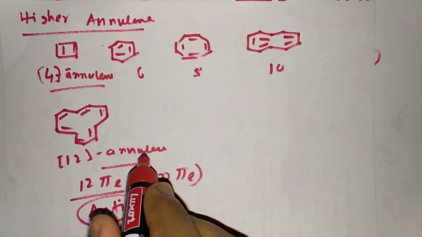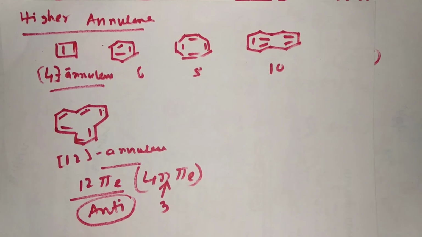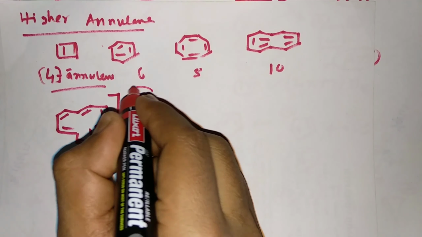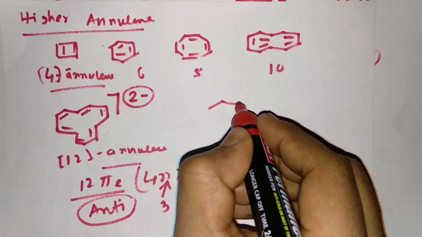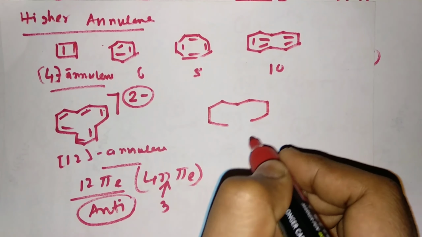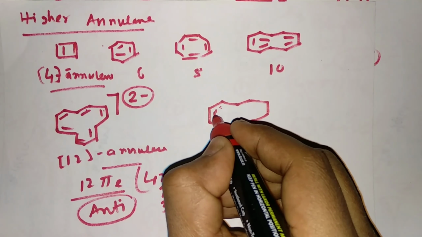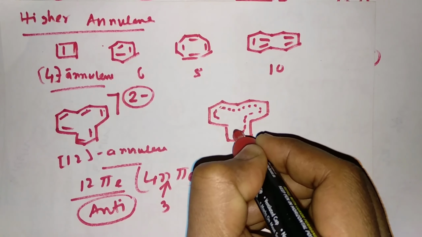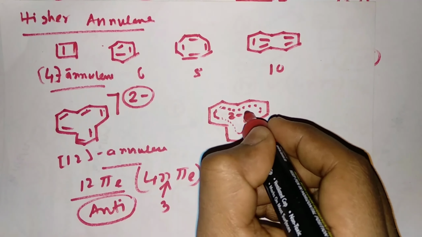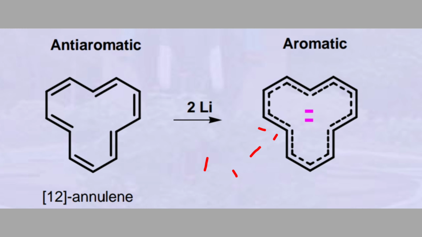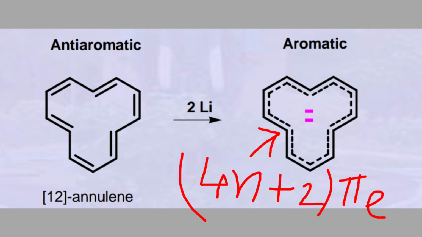Okay, 12 annulene. But with a twice negative charge, the system looks like this, with two negative charges. So be careful, you can get other pictures also, so just watch carefully. You may get this kind of thing, and here two negative charges. This kind of system follows the 4n plus 2 pi electron rule, and thus it is aromatic.